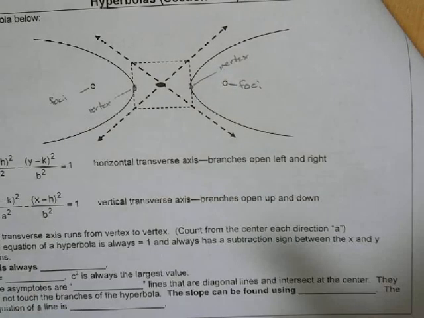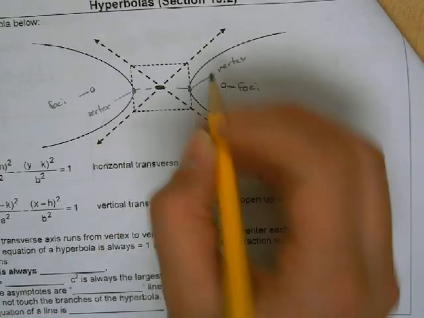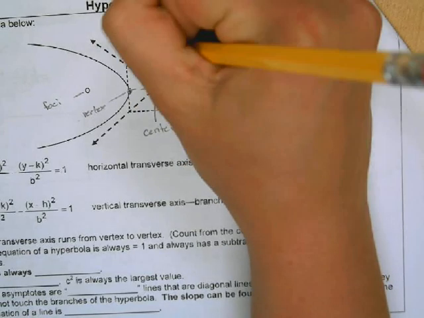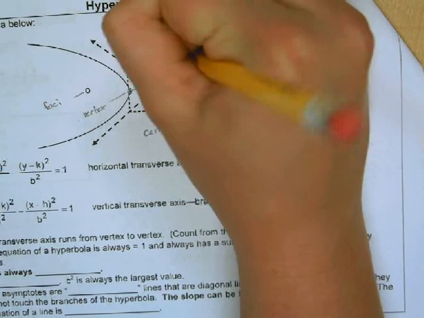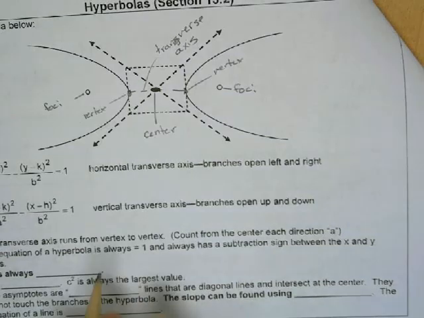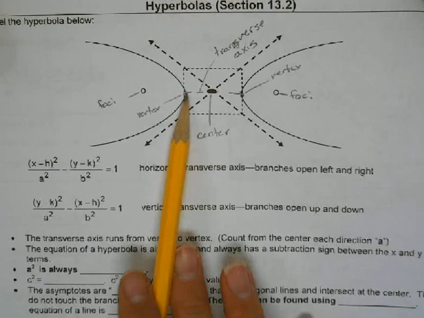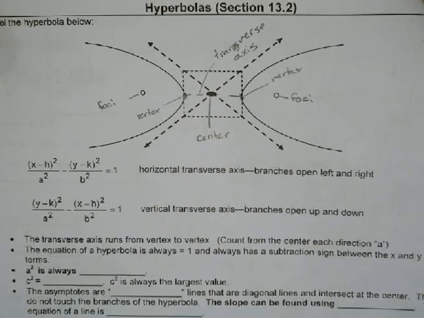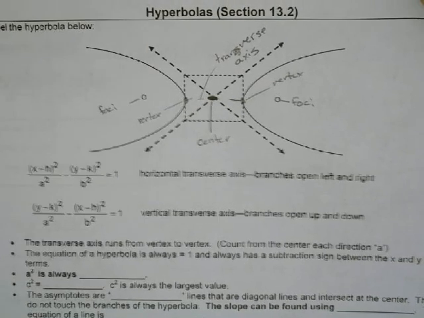A new word for you is the transverse axis. The transverse axis is going to go through the center here, which, by the way, this is the center, and this would be what we call the transverse axis. The transverse axis connects the two vertices, and that actually says it down here in your bottom information. The transverse axis runs from vertex to vertex. On your homework, it says to identify the transverse axis. Well, they want you to identify the length of the transverse axis.